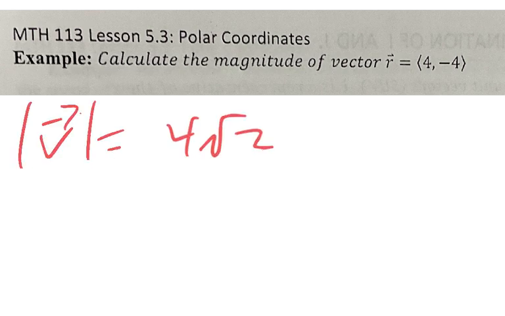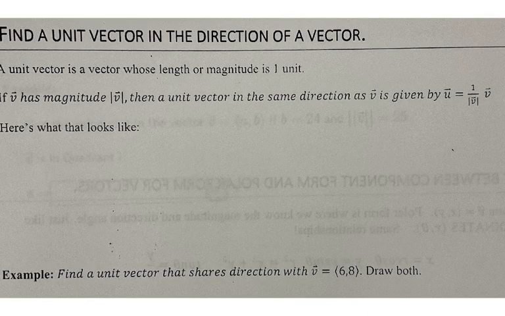Boom! If you didn't know that, Pythagorean theorem, right? 4 squared plus negative 4 squared. 16 plus 16 is 32. The square root of 32 is 4 radical 2. Or, I just remembered the last one. It was 5, 5, 5 radical 2.